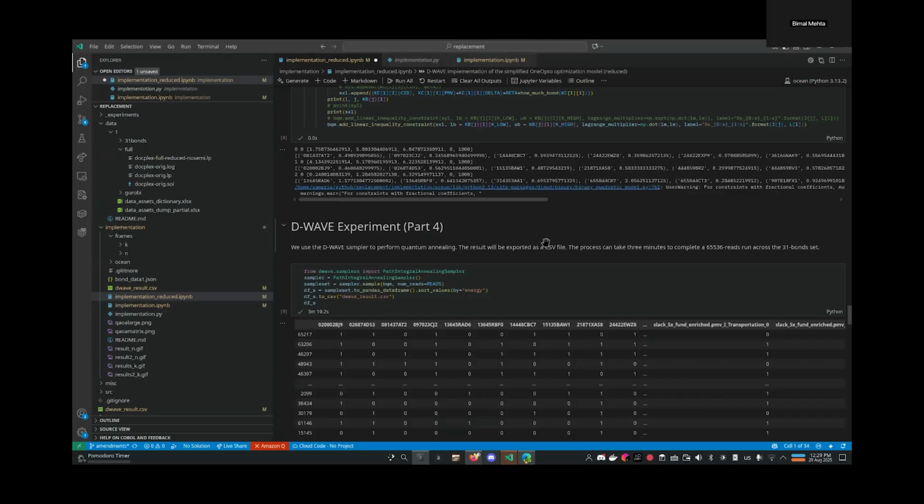Okay, so this is the only sampler that you used, right? The path integral one. Yes, the path integral one is the only sampler that I have used.